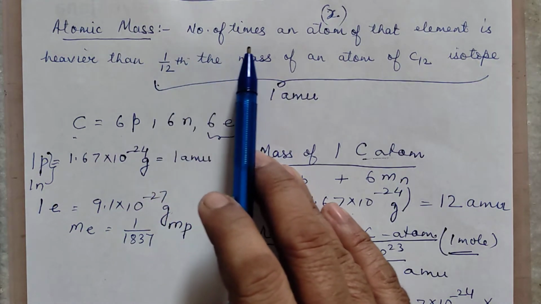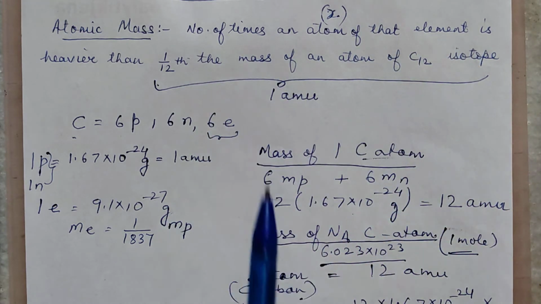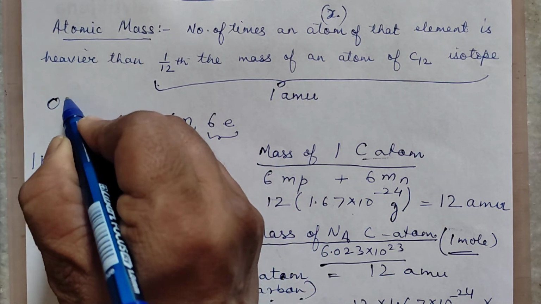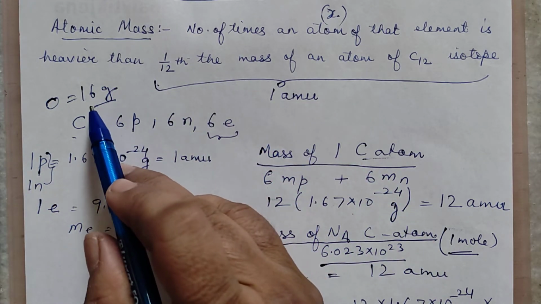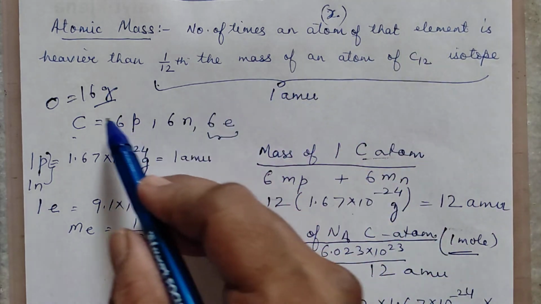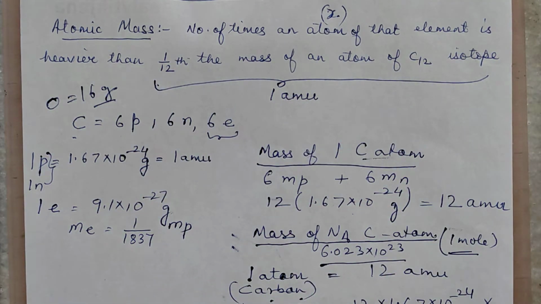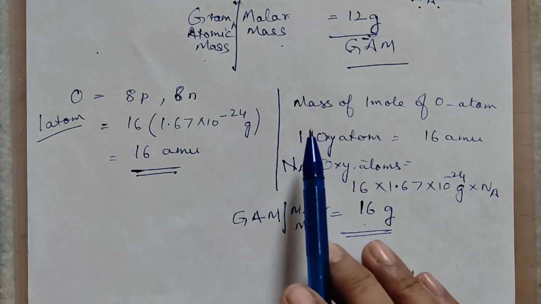Atomic mass is number of times an atom of the element is heavier. Like we calculated just now, the atomic mass of oxygen came out to be 16. So it is 16 times the mass of 1 by 12th of carbon 12. That clear? That is what we wrote here.